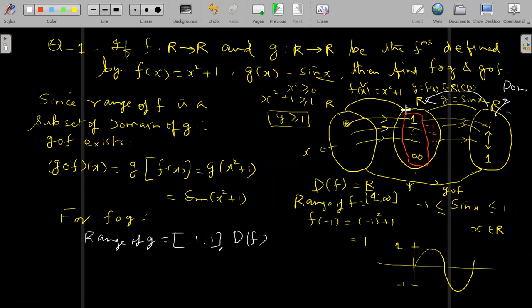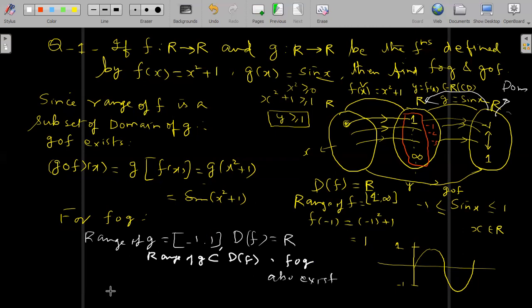means real numbers, because we are going in the reverse order. So every number will give a value here. The domain of f is the real numbers. So here it is proved that the range of g is a subset of the domain of f. So hence f∘g also exists.